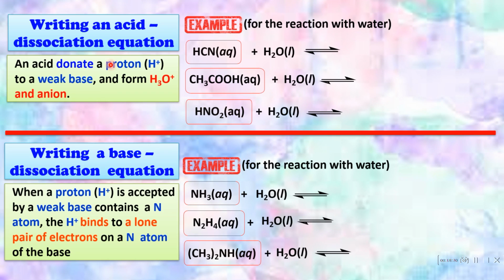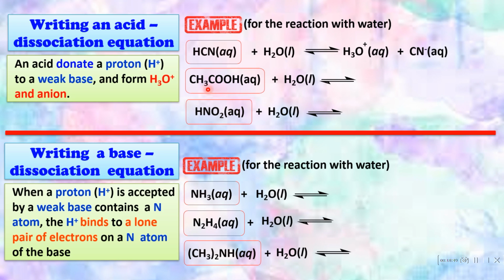So for this one, you must be able to write an acid dissociation equation. Remember, an acid donates a proton to a weak base and forms H3O plus and an anion. For example, HCN dissociating in water: HCN donates H plus to H2O and becomes H3O plus and releases CN minus ion.